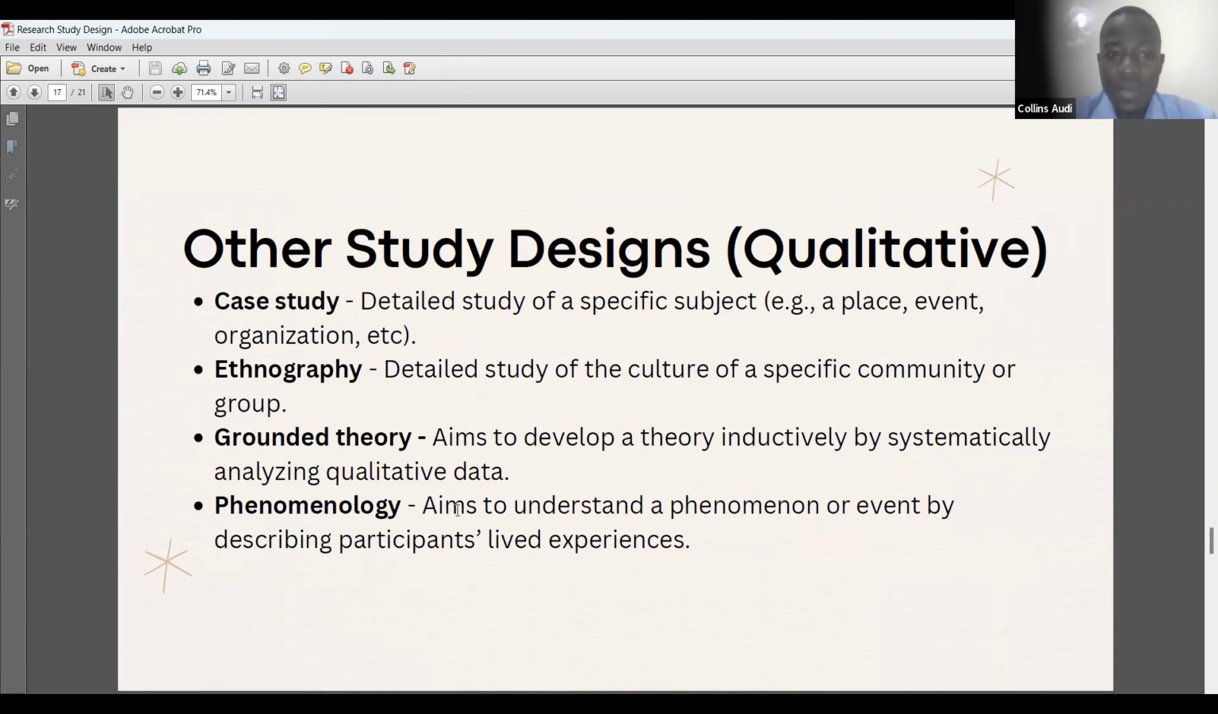Because of time, I must not go into the details of other study designs, mainly in qualitative research. We have the case studies, ethnography, grounded theories, and phenomenology. You can read more about them. I will also share the resources on where you can find the study designs.